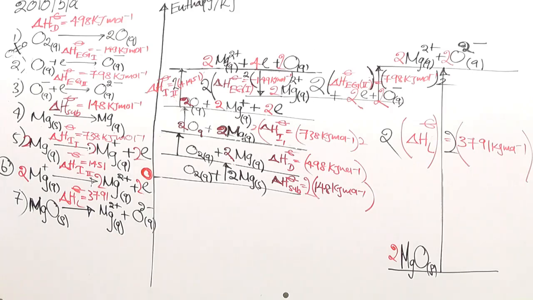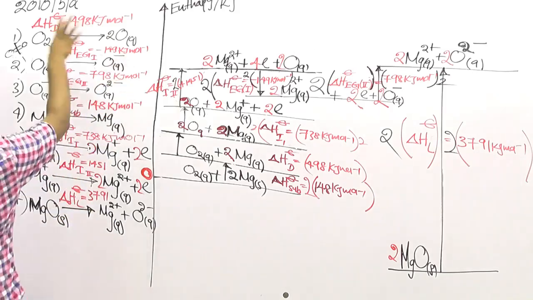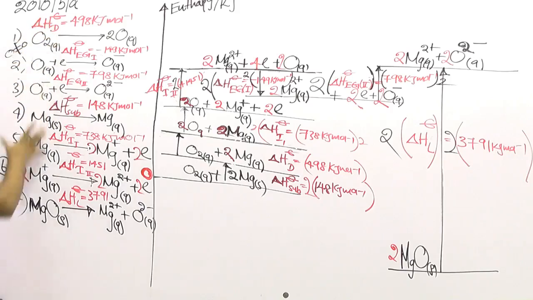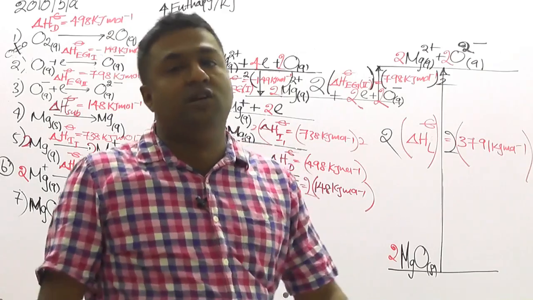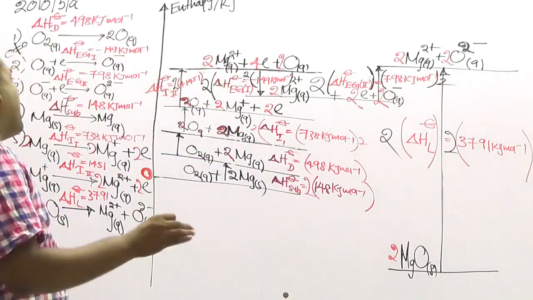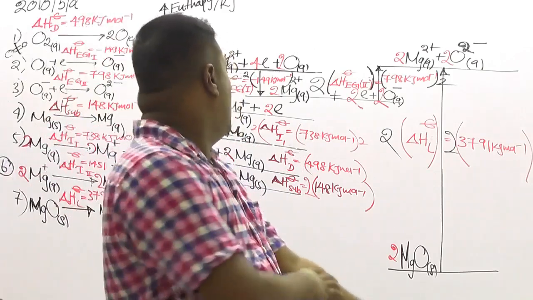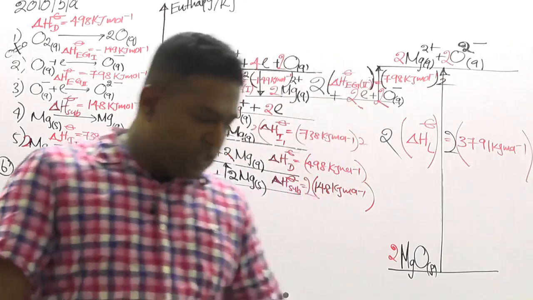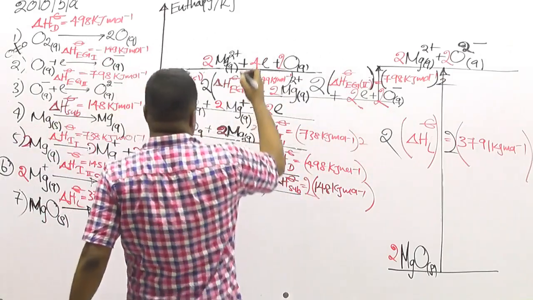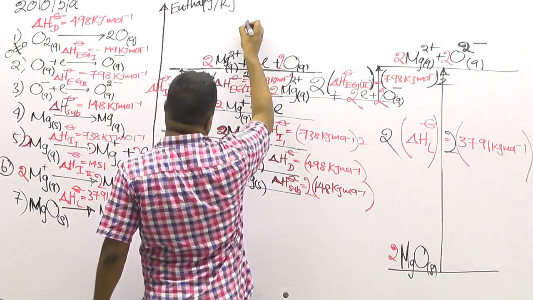So we have used all the enthalpies given in the question. So what should we calculate? We should calculate the enthalpy change of this reaction.